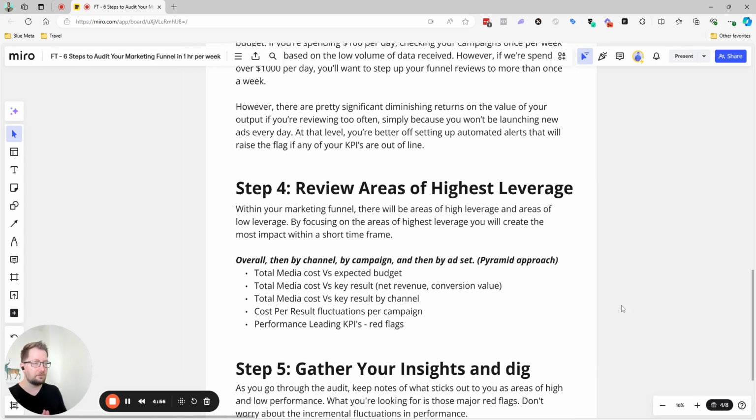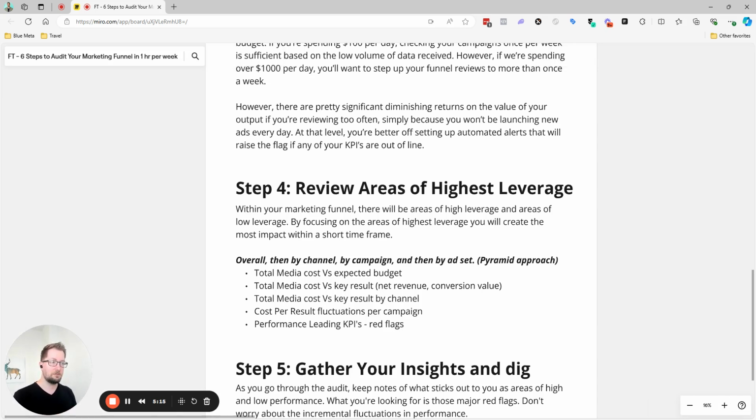And then for step 4, review the areas of highest leverage. So when you're actually going in and now reviewing your campaigns, we kind of use a pyramid approach. So you want to look at your overall stats. You want to look at your stats by channel. You want to look at your stats by campaign. And then you want to go down to the ad set level. So we want to know things like total media cost versus expected budget. So all the data that we're analyzing, we want it to be within context of the budget, right?